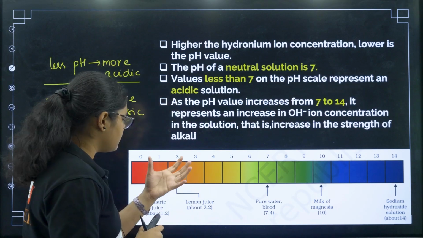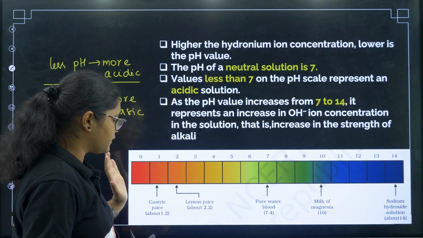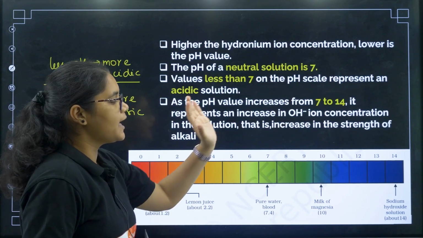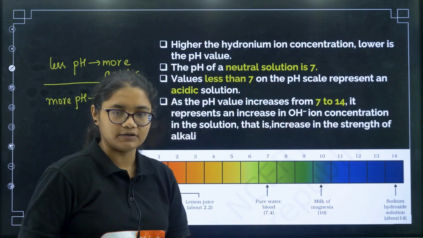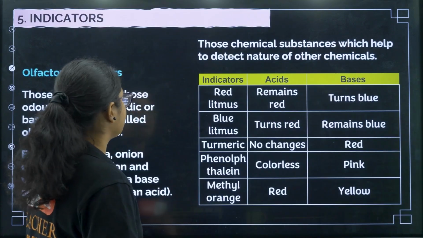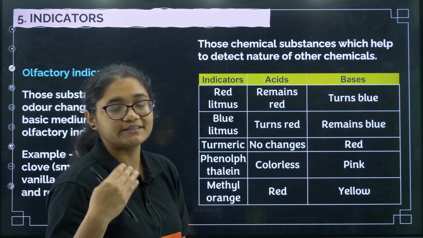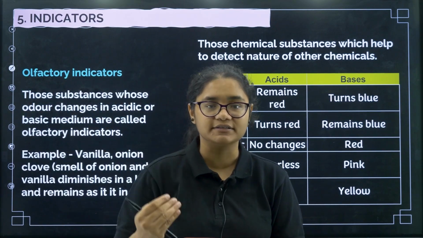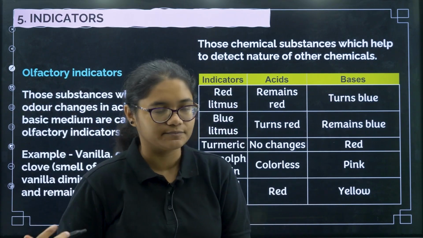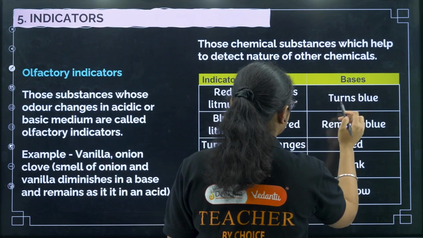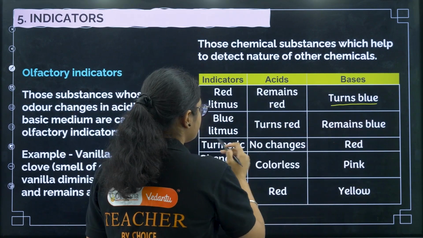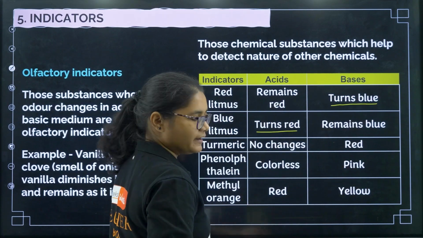And here you can remember, towards acid you have red color and towards base it is blue color. In the middle, that is green color, is neutral, okay. Next you have indicators. Indicators are something which help you to identify whether a substance is an acid or a base, okay. You can see if red litmus is in the bases, it will turn blue. Blue litmus in the acid will turn red, right.